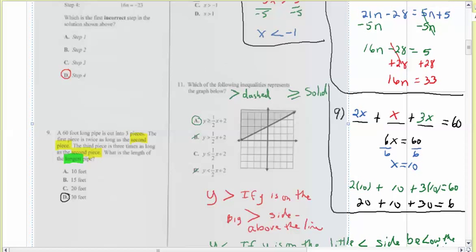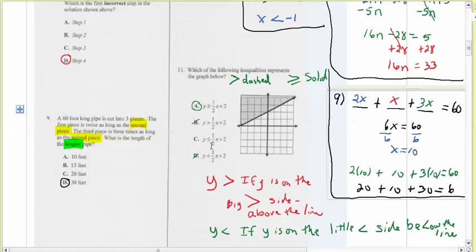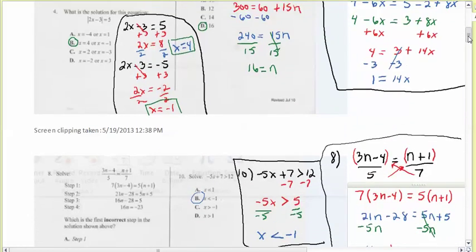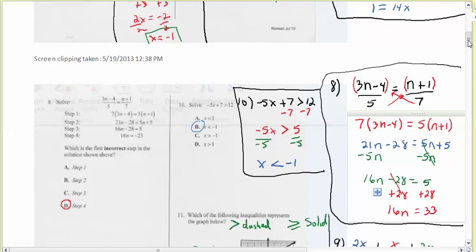Okay, then I got 20, which is the first piece, 10 is the second piece, and 30 is the third piece, and it's going to be equal to 60. So my longest piece is 30, and that's where letter D came from. Okay, that was number 9. Number 10. Again, I'm trying to do this as quickly as I can for you.